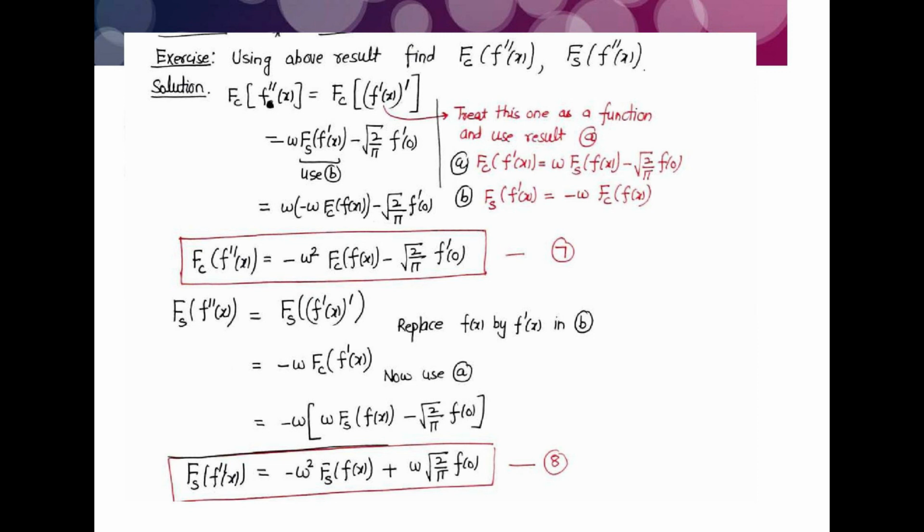Now to find the Fourier sine transform of f double dash x, we write this second order derivative as f dash x and then again its first order derivative. Now we use property B, which I have written above. Then its solution will be in the form of the Fourier cosine transform of f dash x. Now again we can use property A, the Fourier cosine transform of f dash x. Simplify this, and we finally have the expression given by equation number 8, the Fourier sine transform of f double dash x.